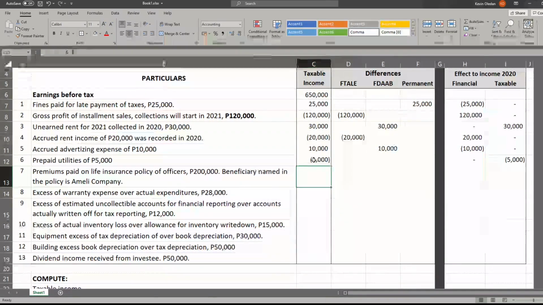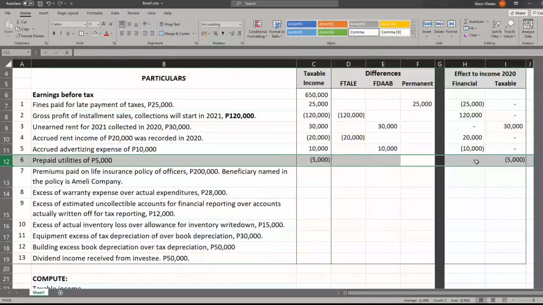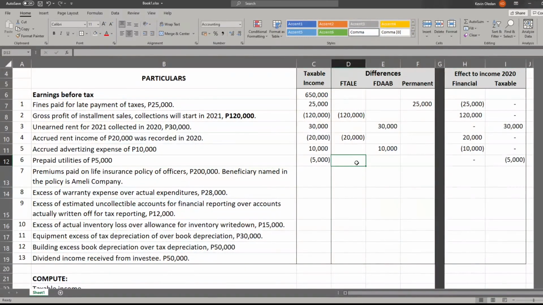So, ano nangyari dito? Looking at this item only, the effect to income is wala kang dineduct sa financial, pero meron kang dapat i-deduct sa taxable. This item will result to financial income being higher than taxable income. Kasi look at that, 0 and negative 5,000. Financial higher than taxable. That means this is a future taxable amount.